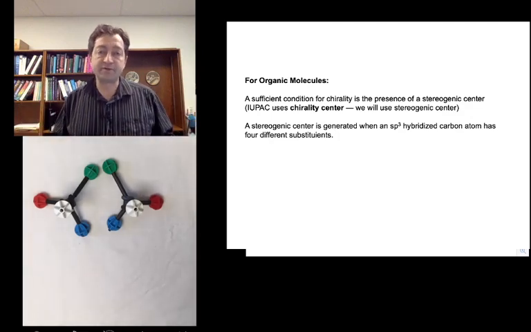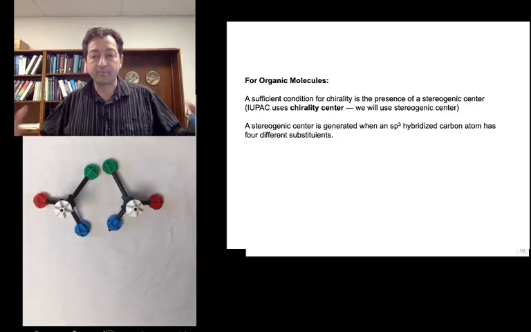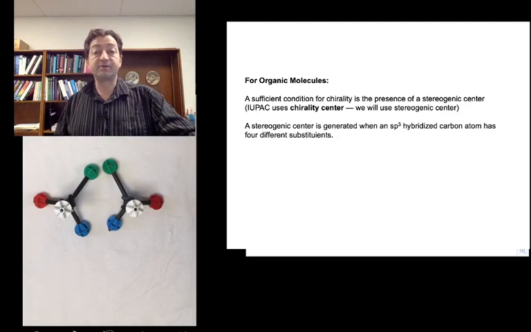Now, one of the definitions that our textbooks use is something called a chirality center. I don't really like that a whole lot personally. I think a more useful definition is a stereogenic center. But anyway, for purposes of what we're doing, this sufficient condition of having 4 different substituents on one sp3 hybridized carbon atom is sufficient for the purposes of describing an object as chiral.